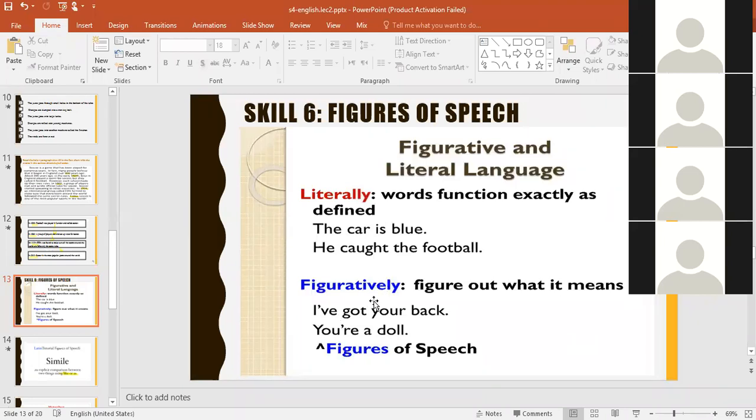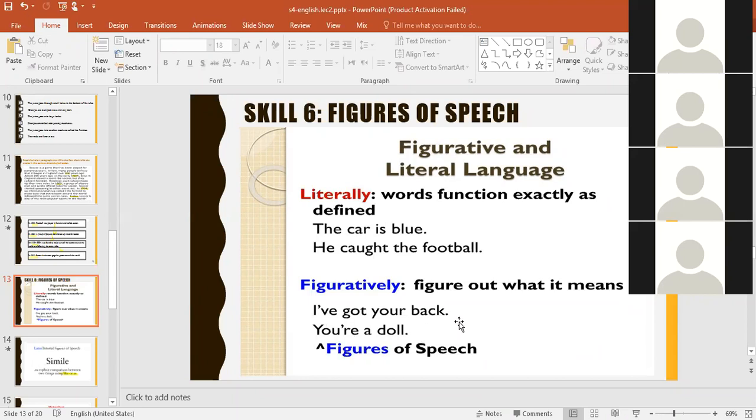Let's see the examples. I've got your back. Does it mean literally that I've got your back and I'm holding your back? Or no, it means that I'm behind you, I'm after you, I'm protecting you. So, I've got your back.